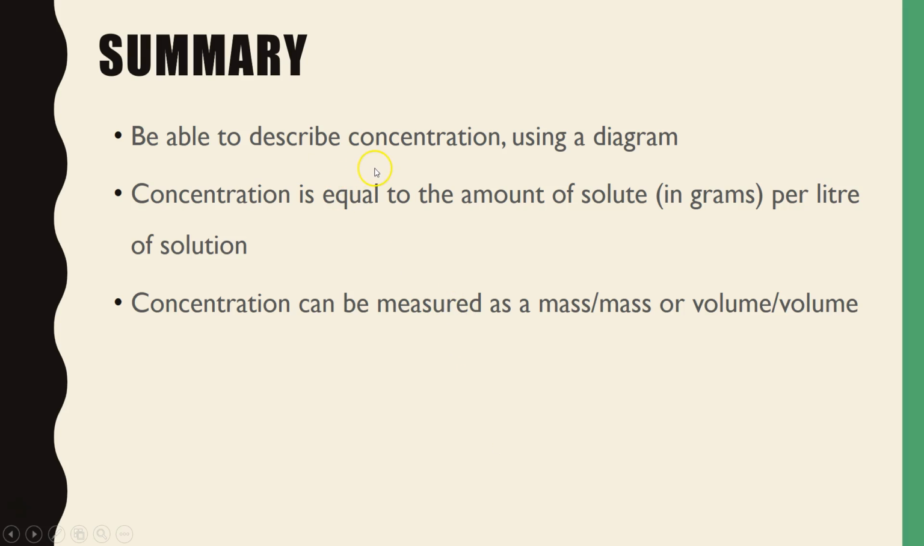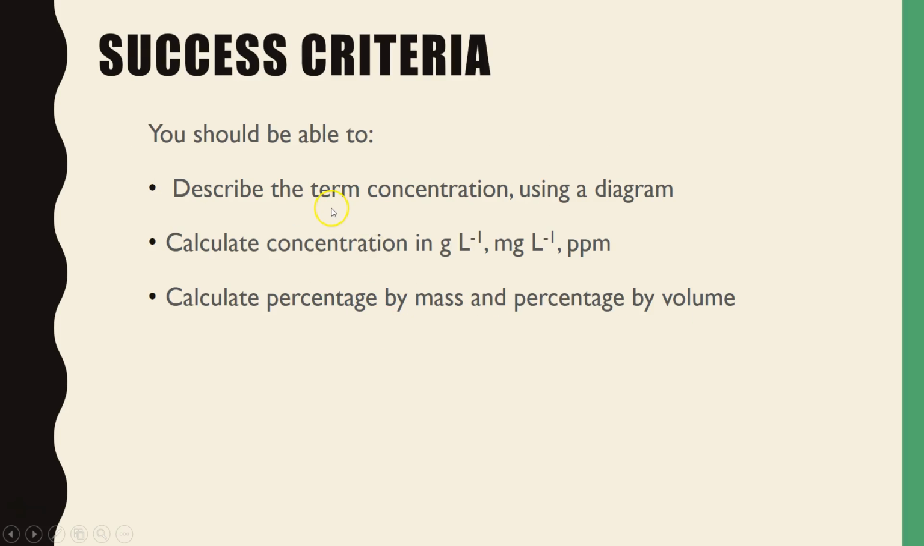So now you should be able to describe concentration using a diagram, and concentration is equal to the amount of solute in grams per litre of a solution. You should be able to calculate concentration, calculate parts per million as well, knowing how to convert those units, and know how to measure concentration as mass for mass or volume for volume. This is what you should be able to do: determine the concentration using a diagram, calculate concentration in grams per litre, milligrams per litre, and parts per million, and calculate percentage by mass and by volume.